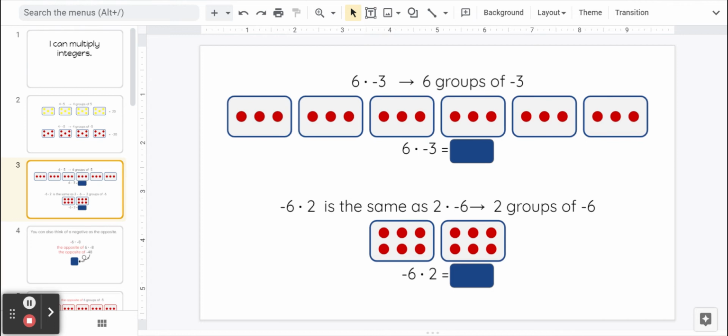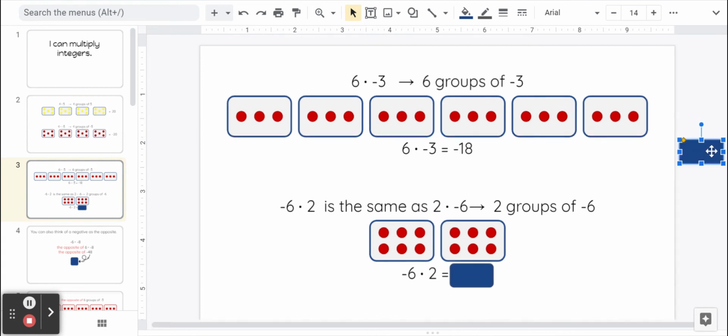If we have 6 times negative 3, that means we have 6 groups of 3 negatives. So we have 6 groups here. Each one has 3 negatives. 3, 6, 9, 12, 15, 18. So we have 18 reds or negative 18 as our final answer.